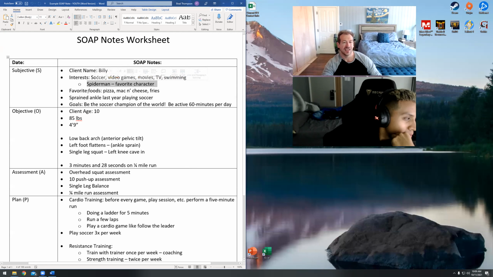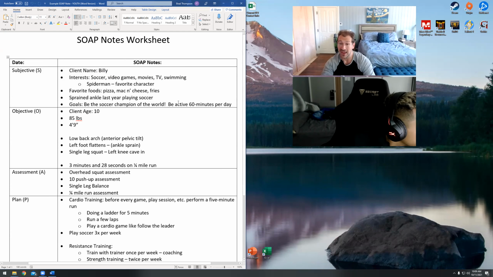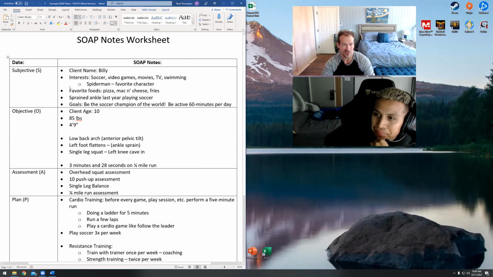He would love that. Favorite foods are pizza, mac and cheese, and fries, like every other kid. He sprained his ankle playing soccer, and he wants to be the soccer champion of the world. We also want him to be active 60 minutes a day, which is our goal. So you can see you can incorporate your goals and their goals. This can go in that subjective section.